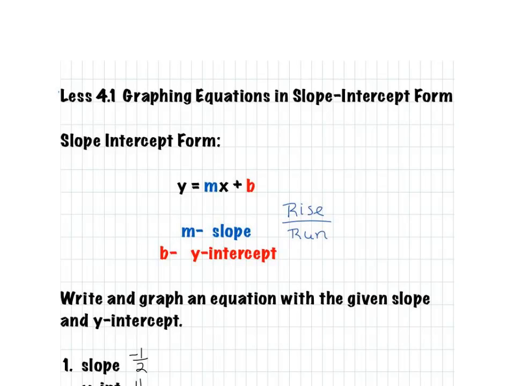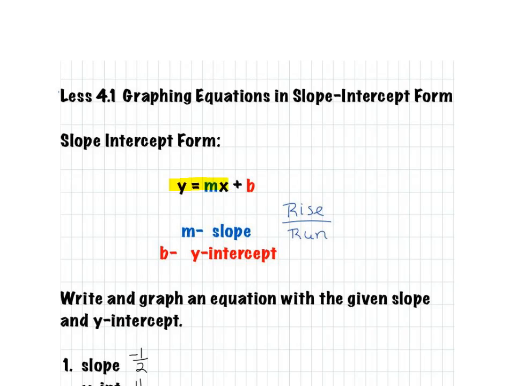This is lesson 4.1, graphing equations in slope-intercept form. You've already learned how to graph equations using the x and the y-intercept. You've also learned how to graph equations by making a table of values. So today we're going to learn how to graph an equation that's in slope-intercept form using the slope and the y-intercept. And this will quickly become your favorite way of graphing an equation because it is the easiest.